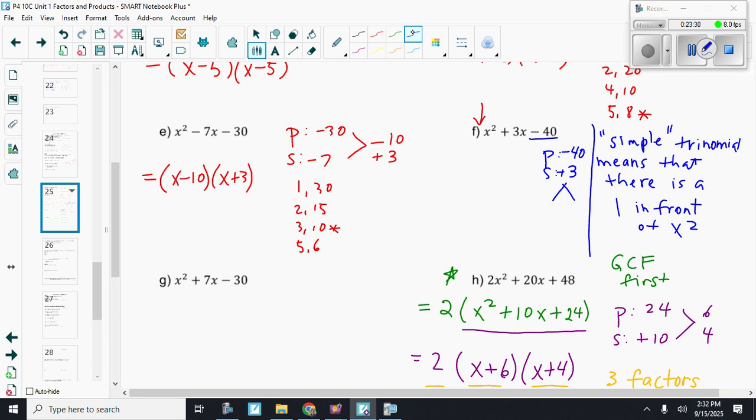So 5 times 8 will give me 40. If we do some combination of pluses and minuses, I can have an 8 and a 5 and make 3 for sure. So now we just have to decide which one's positive and which one's negative. When our product is negative, it has to be a positive and a negative. If our answer is positive, then the bigger number gets to be positive and the smaller number gets to be negative. Once you have these two numbers, you can go right to factored form, x plus 8, x minus 5.